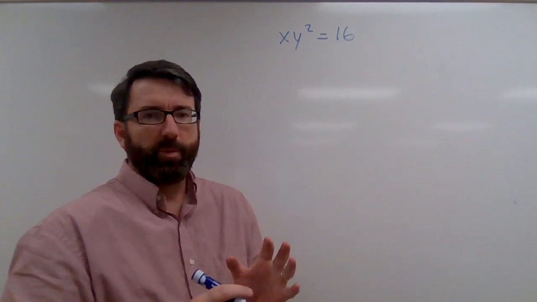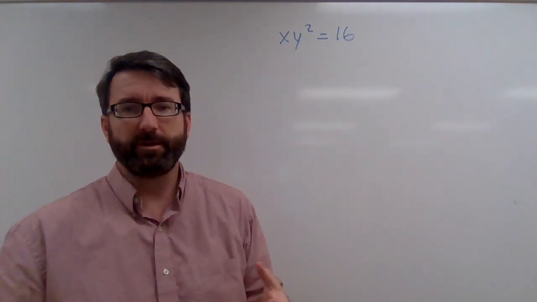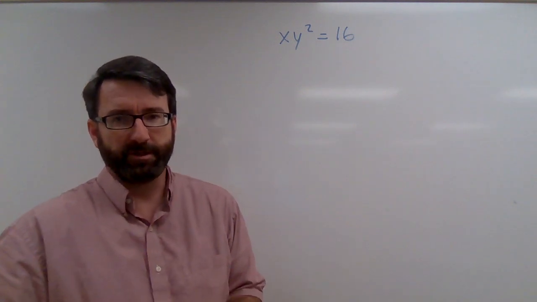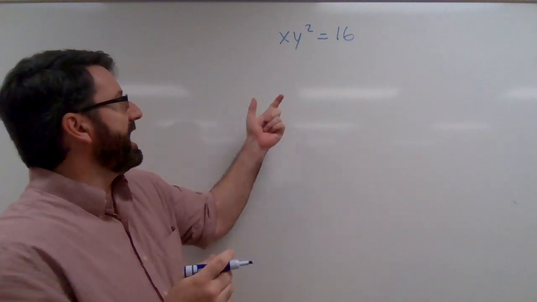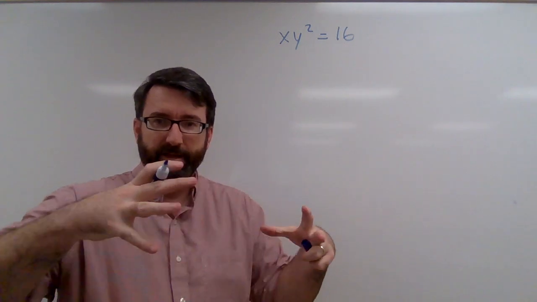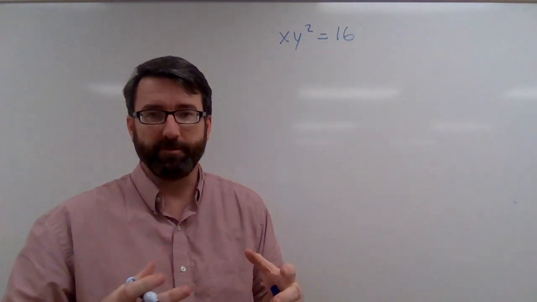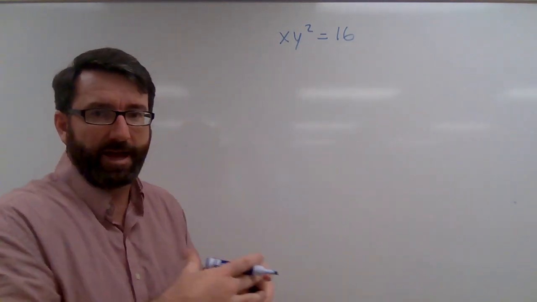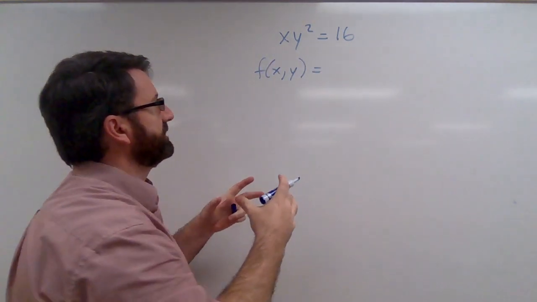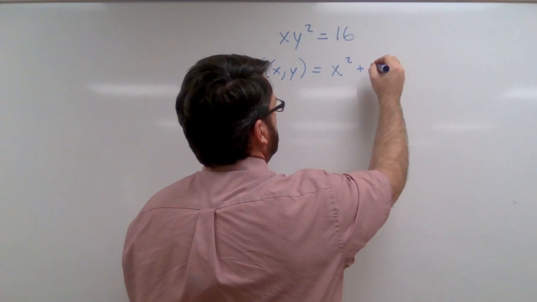All right, for this problem, we are asked to find the points on this curve, xy squared equals 16, that are closest to the origin. So for this problem, we can use the method of Lagrange multipliers if we imagine the origin as being the center of a sphere that's expanding, and it's going to expand until it hits our curve. And so our f of x, y, our function, is going to be equal to that sphere centered at the origin, which is going to be x squared plus y squared.